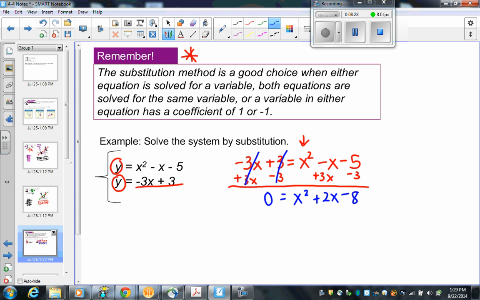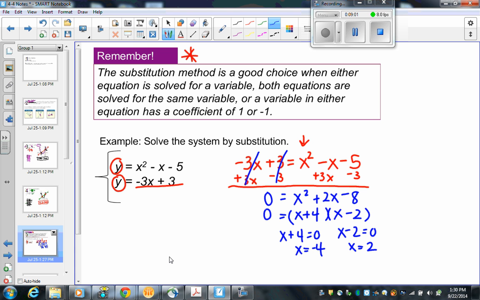So I want to check to see if this quadratic equation is factorable. If it is, that may be the quickest method as opposed to solving by completing the square or using the quadratic formula. So this is factorable. Our factors are going to be x plus 4 and x minus 2. Solving for x, we take our factors and set them equal to 0 and solve for x, giving us x values of -4 and +2.